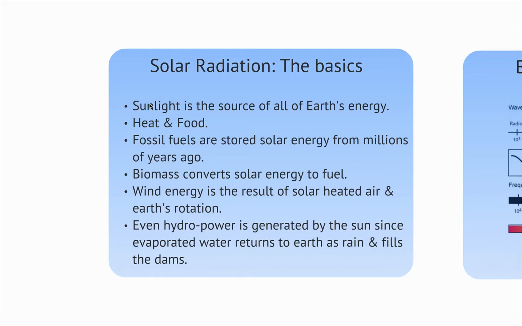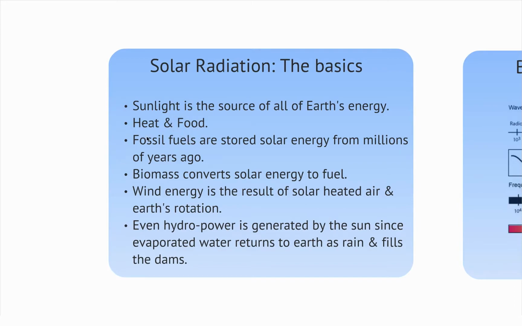So first of all, we know sunlight is the source of all of Earth's energy. It provides both heat and food. Of course, food means that you have photosynthesis, so energy in terms of light gets converted into chemical energy. It's actually a potential energy. Chemical energy then gets converted in our bodies into whatever kinetic energy we need. So that's a fairly complex process.